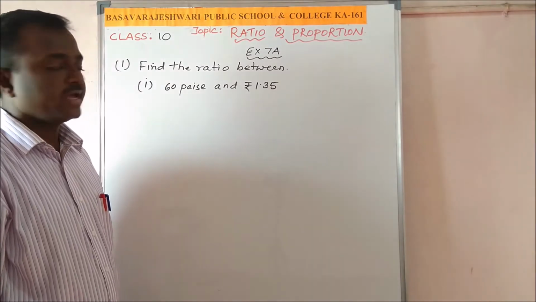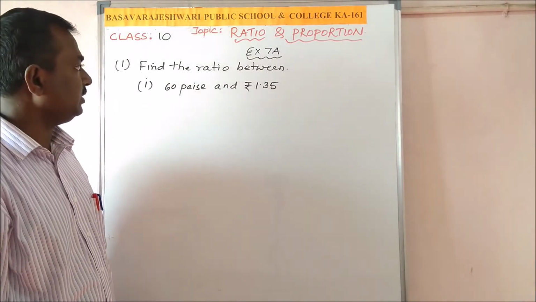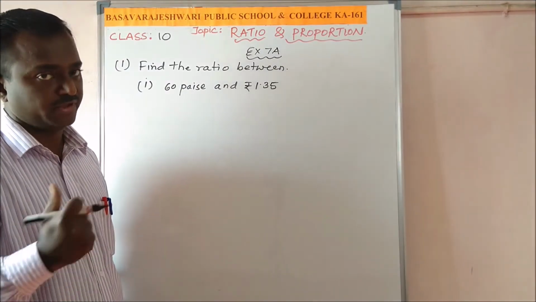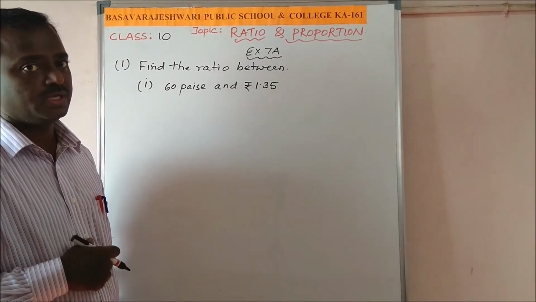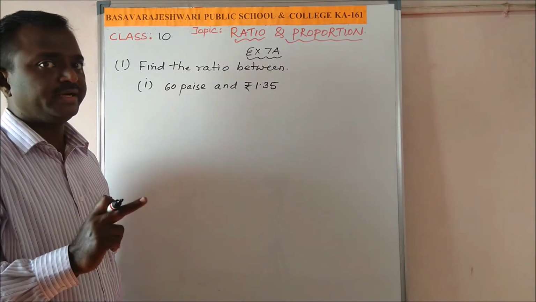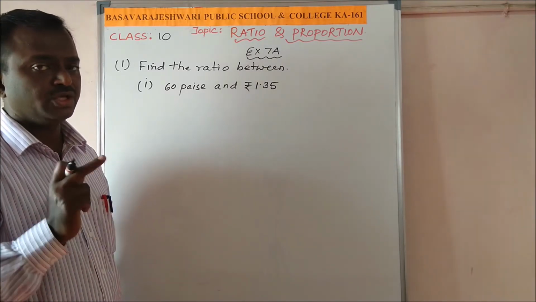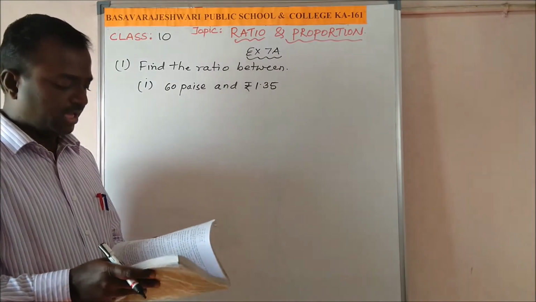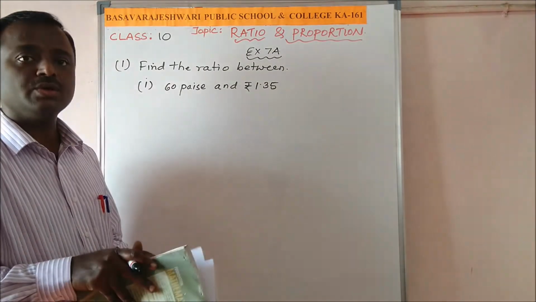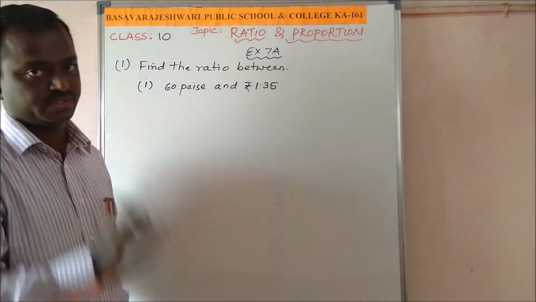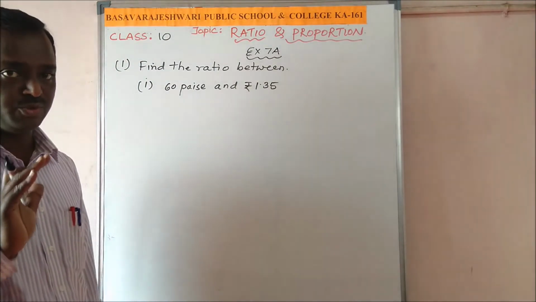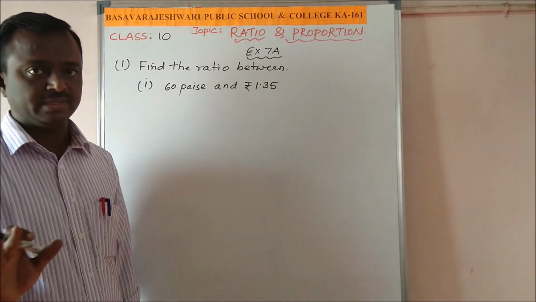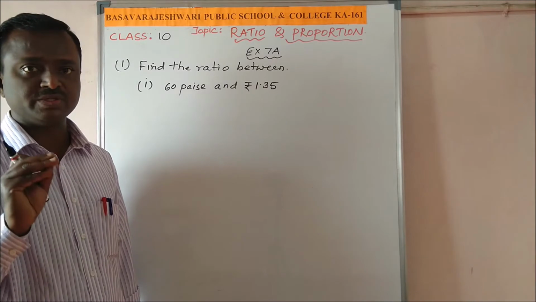So we will start with exercise 7A. First question, find the ratio between 60 paise and rupees 1.35, that is 1 rupee 35 paise. Here we already learned in the definition that the ratio means it should have the same kind and the same units. Will you agree it is the same kind? Yes, it is related to money only: 60 paise and 1 rupee 35 paise.